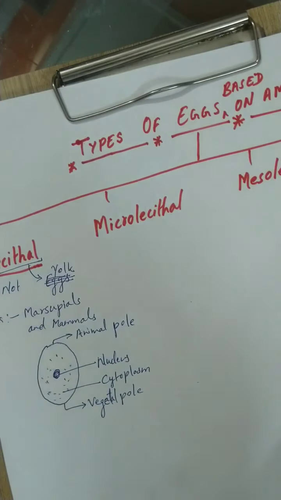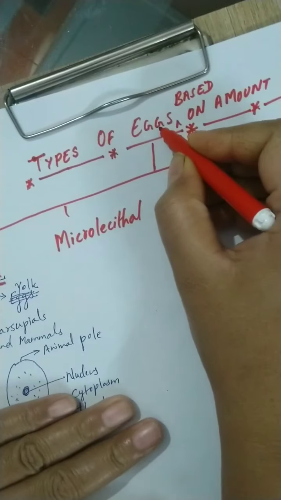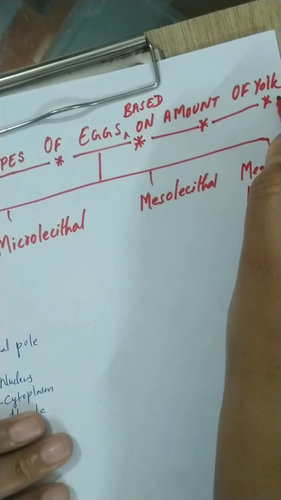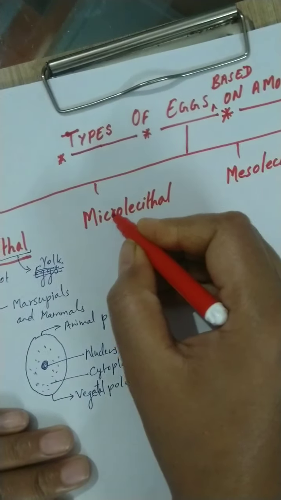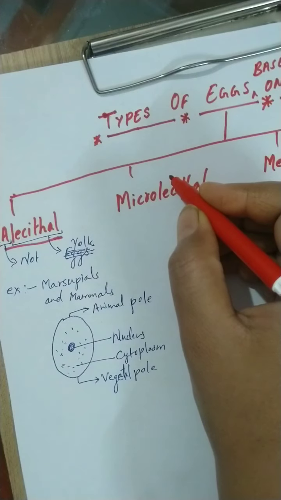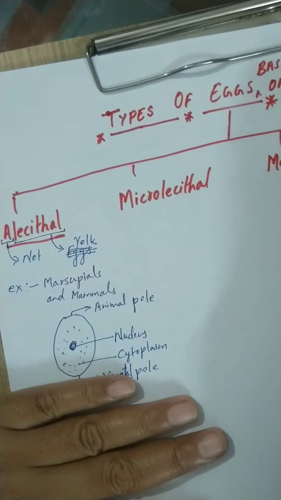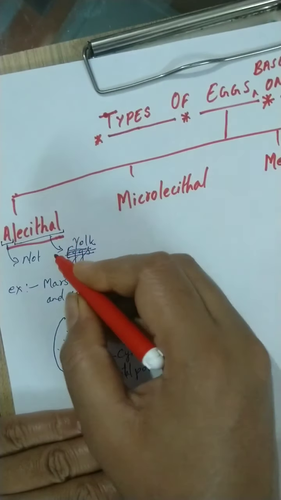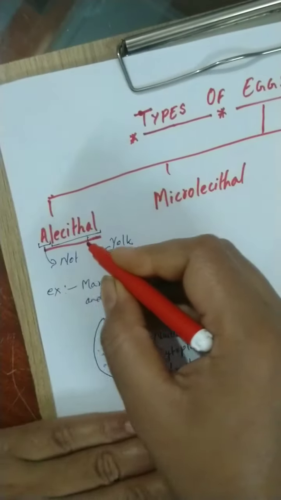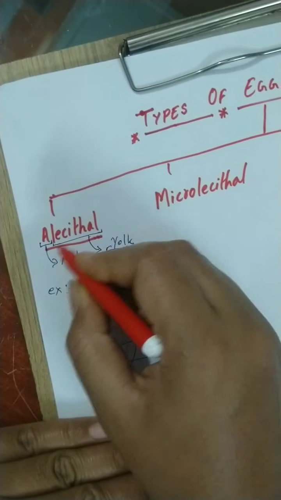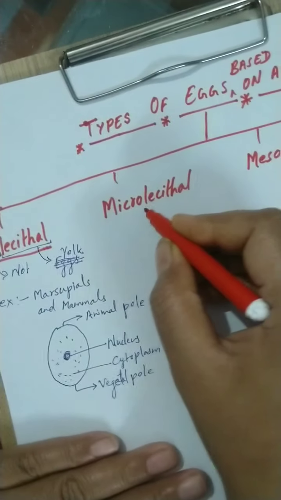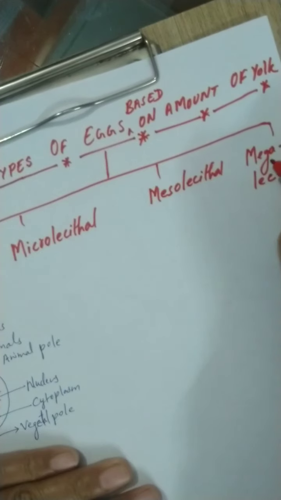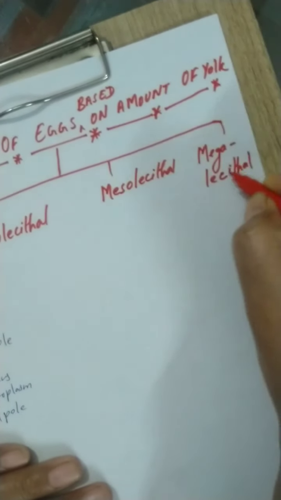Starting with types of eggs based on the amount of yolk, we can classify them into four types. First one is alecithal, then microlecithal, then mesolecithal, and the fourth one is megalecithal.